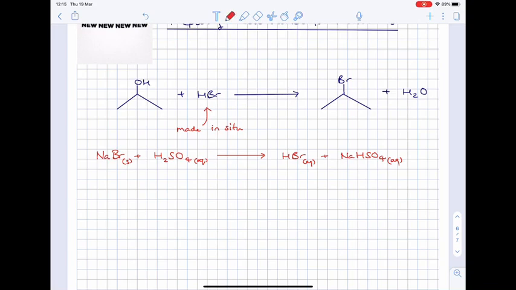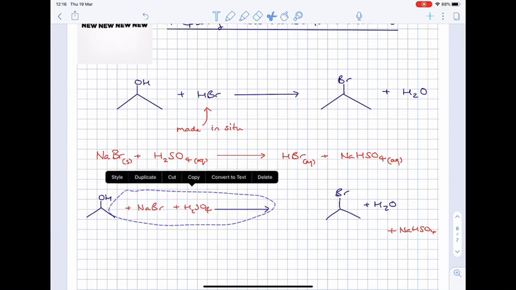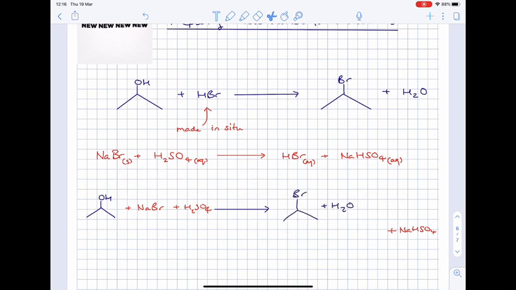So I'm going to list everything on the top equation and everything on the bottom equation. Okay, and we can cancel out the HBr on the left with the right. I'm just going to rub them out. So this effectively is the overall equation for the reaction.